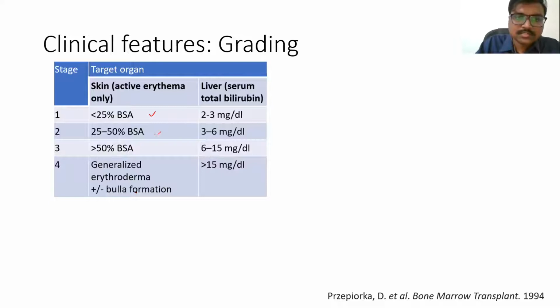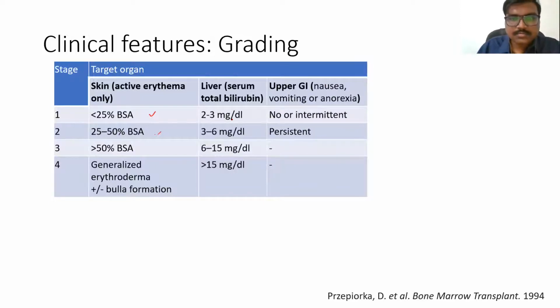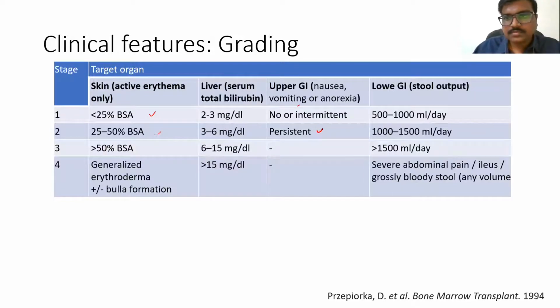Similarly, the quantity of the bilirubin is also graded accordingly. And upper GI involvement, if there is persistent nausea, vomiting, or anorexia, then it is classified as grade 2. And lower GI, which is the most common manifestation, is quantified based on the stool volume. If it is 500 to 1000 ml per day, it is stage 1, up to 1500 is stage 2, and more than 1500 is stage 3. If there is severe abdominal pain, ileus, or grossly bloody stool, irrespective of the volume, it is stage 4.